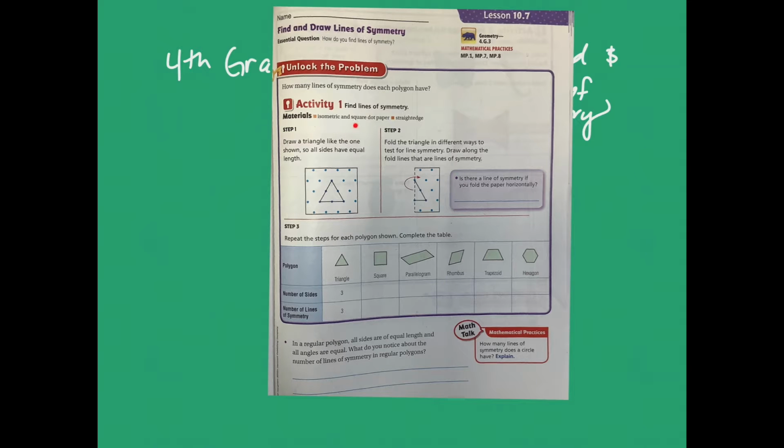They are using isometric and squared dot paper to help them with that, and a straight edge ruler. They've drawn this. They said draw a triangle on your paper, and then fold the triangle in different ways to test for symmetry. Draw along the fold lines that are lines of symmetry. So this is a way, if we're folding the papers, we could find lines of symmetry. Not very easy for me to fold those papers on here, so I'm going to try a different way.